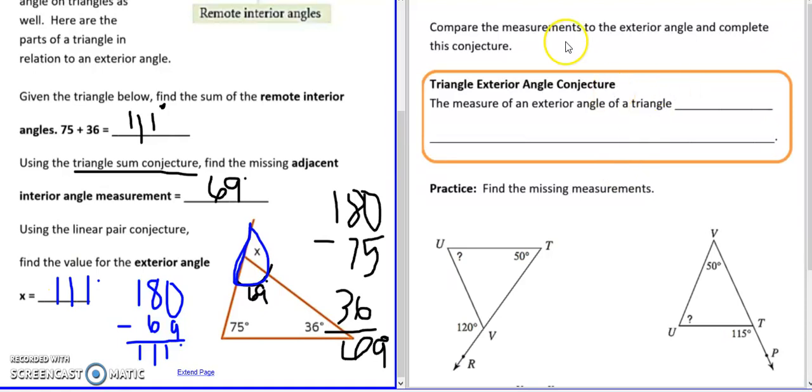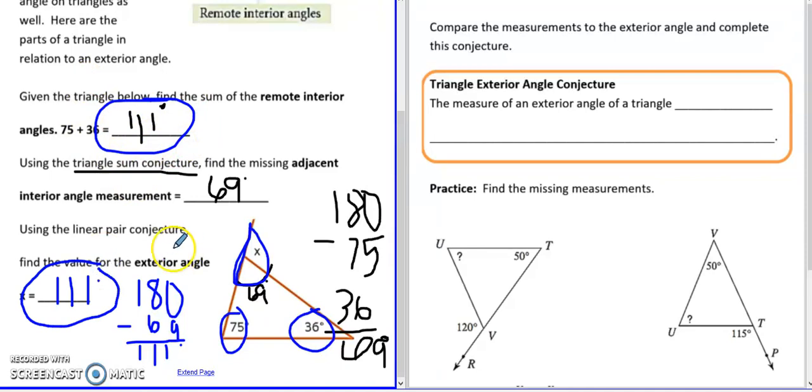So it says, compare the measurements to the exterior angle and complete the conjecture. So the remote interior angles, when I added those together, I got 111. That was the two angles down here that did not touch the exterior angle. And that sum, or that total, is the exact size of the exterior angle. So we didn't even have to do all of this calculation, because if we just add these two together, it automatically gives us the exterior angle measurement.